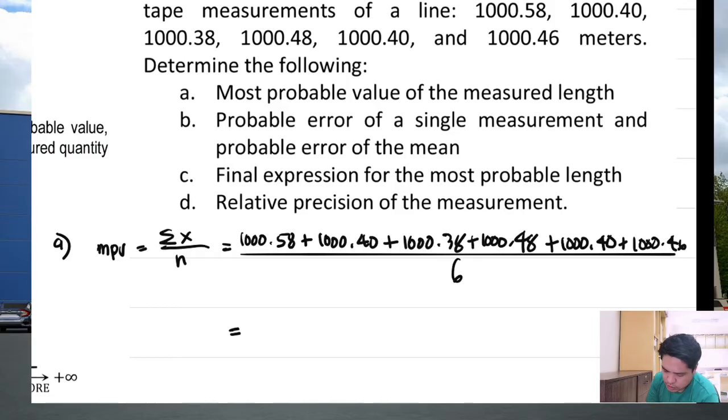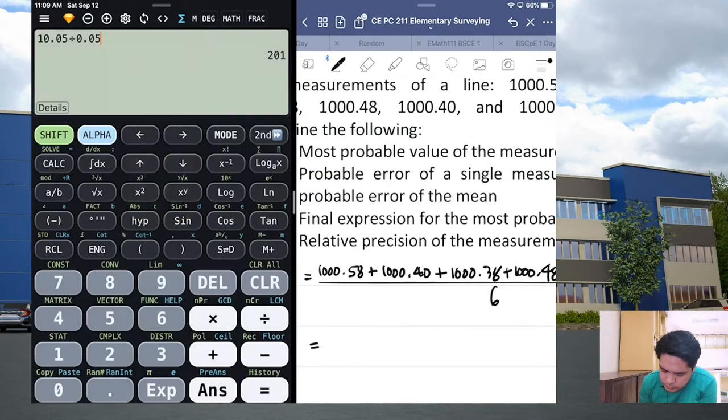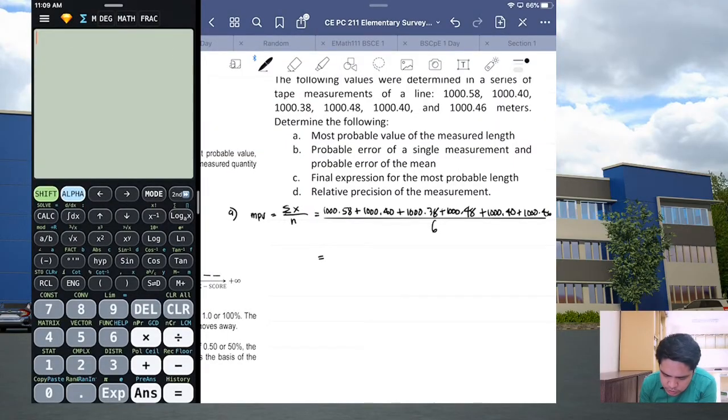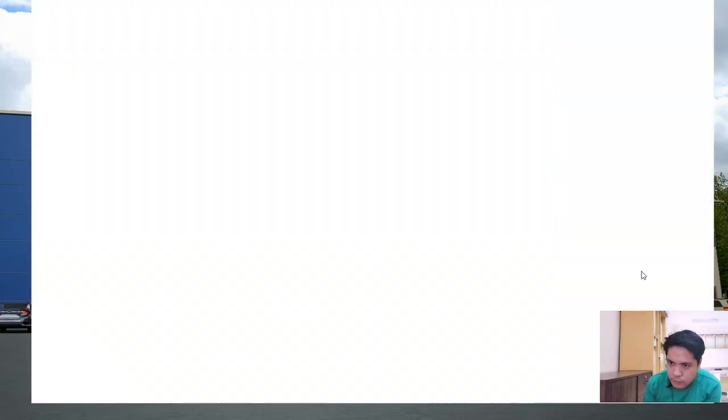Okay? So using our calculator, we can use the calculator technique, but since our discussion now is still theory, let's avoid the calculator technique. That would be 1000.58 plus 1000.40 plus 1000.38 plus 1000.48 plus 1000.40 plus 1000.46 all over 6. So the MPV is 1000.45. This is in meters. So our most probable value is 1000.45 meters.